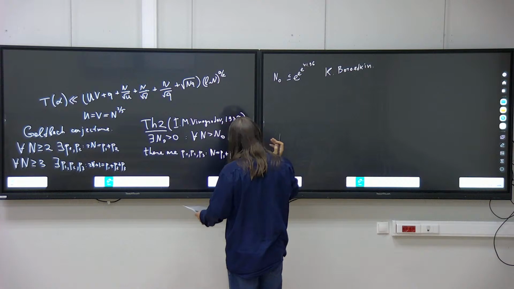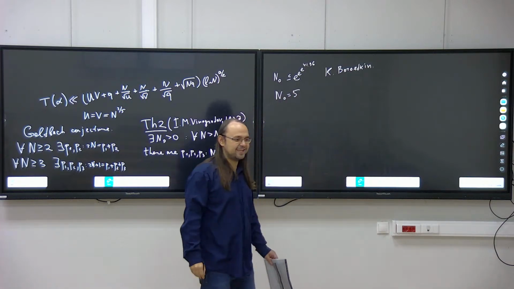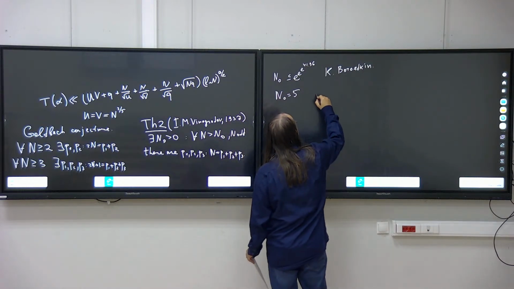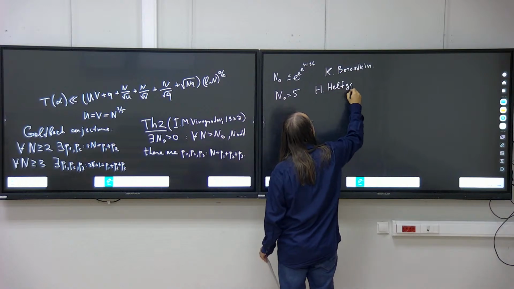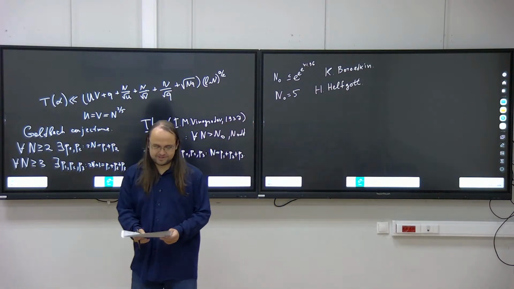And the result which is known today is that you can actually take n0 to be equal to 5. And this is due to Harald Helfgott, a very cool mathematician from Peru.